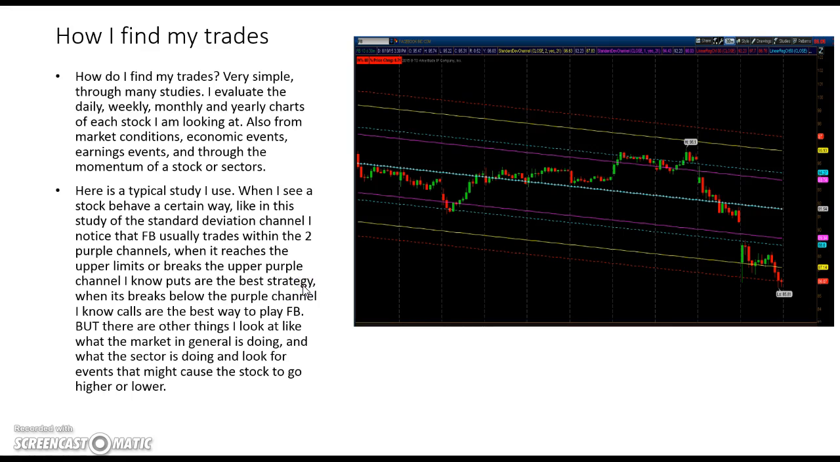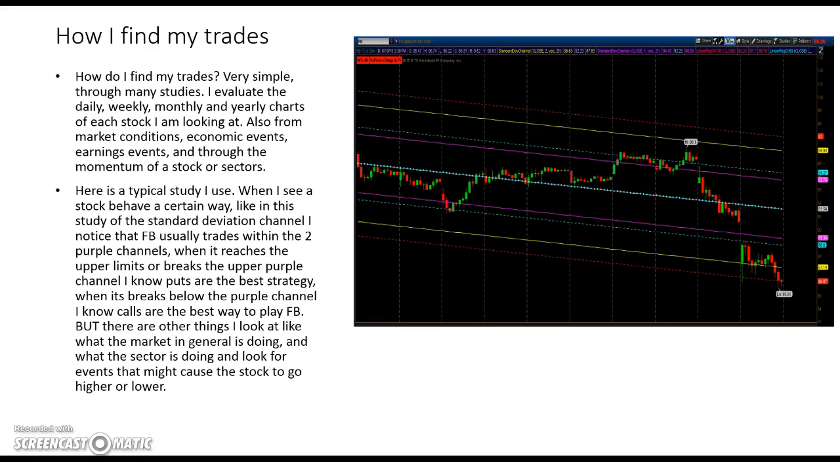How do I find my trades? It's very simple. Through many studies. I have at least 10 studies I look at. I have a few favorites. Here's one of them. It's a standard deviation channel. But I evaluate stocks on their daily, weekly, monthly, and yearly charts of each stock I'm looking at. Also from general market conditions, economic events, earnings events, and through the momentum of a stock and its sectors.